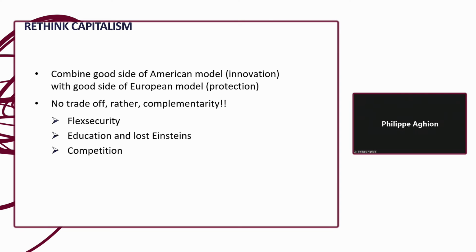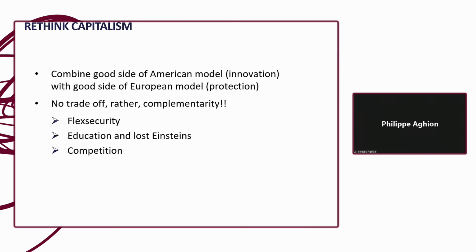So now, ideally, my model of capitalism is one which would combine the good side of the American model, innovation, with the good side of the European model, protection. Some people believe that to be more innovative, you have to give up on protection and inclusion. And if you want to be more protective and inclusive, you need to give up on being more innovative. And I don't believe that. I believe there are at least three types of policies which make you both more innovative and more protective and inclusive. One is the flexicurity that I told you about.